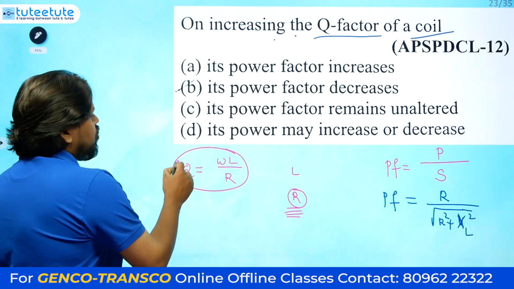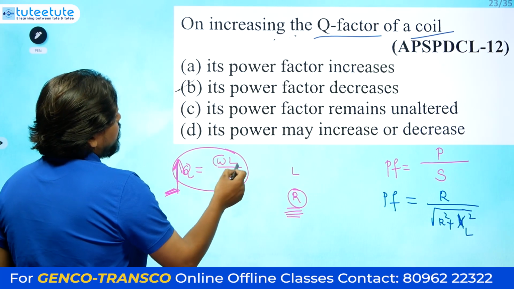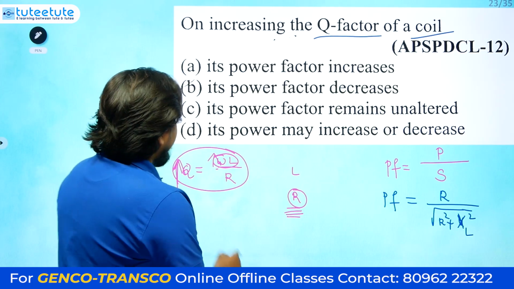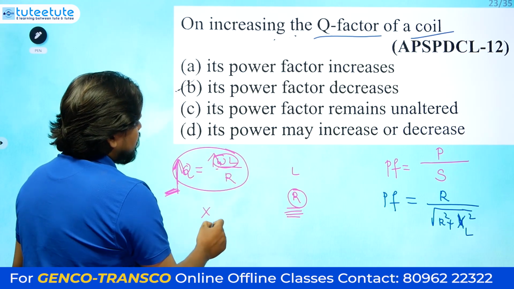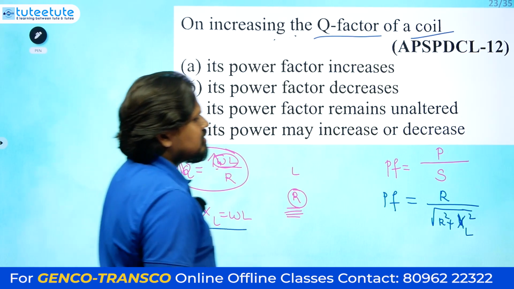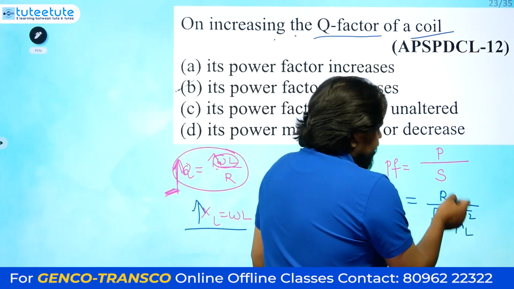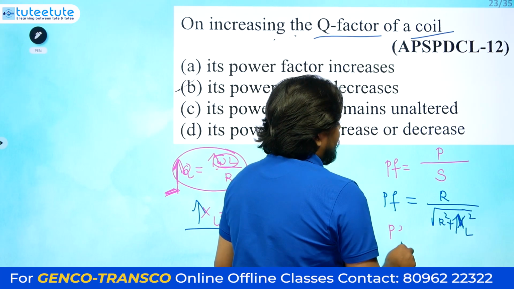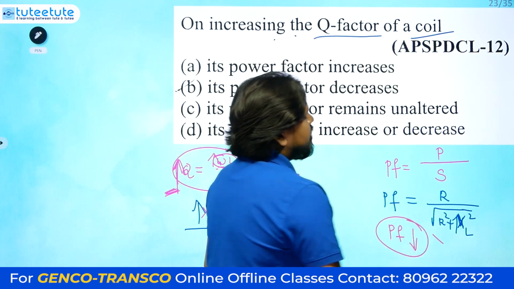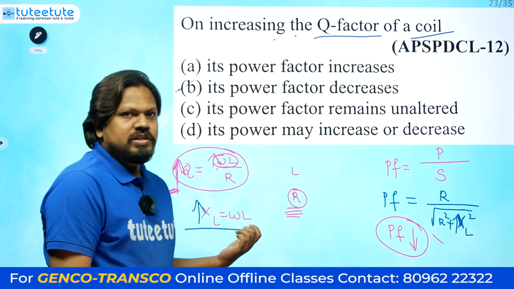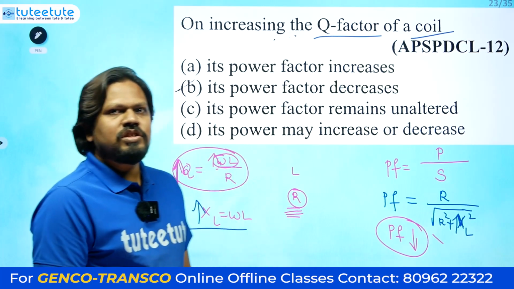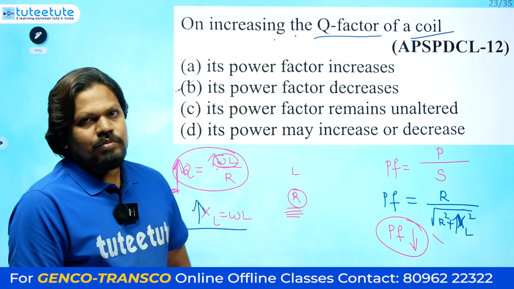See here how the Q factor increases, because maybe omega increases. When omega increases, XL increases, since XL equals omega L. When XL increases, the denominator value becomes more, so the power factor will decrease. So Q factor increases means the power factor decreases. Okay, so what is the relationship between these two? There is a practical relation between these two.